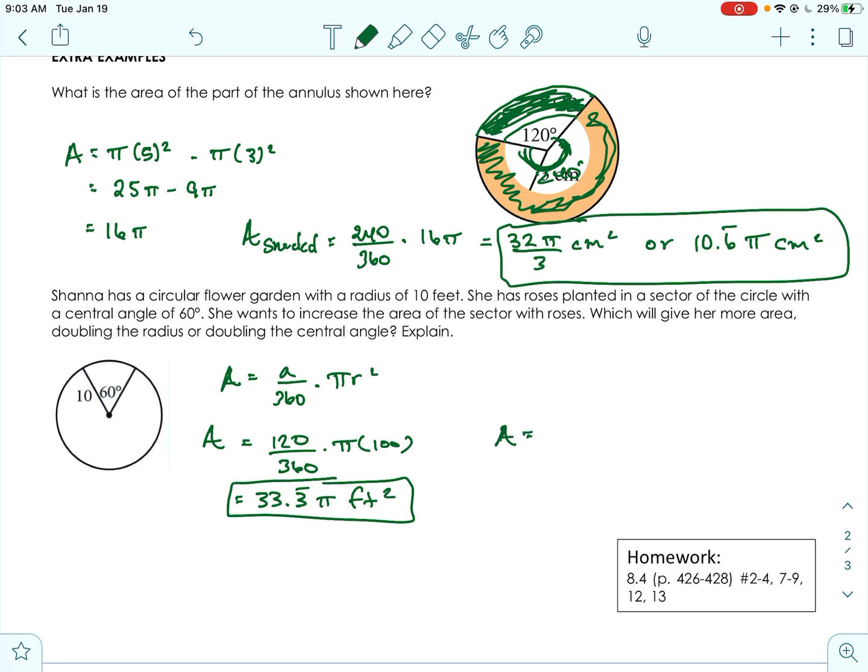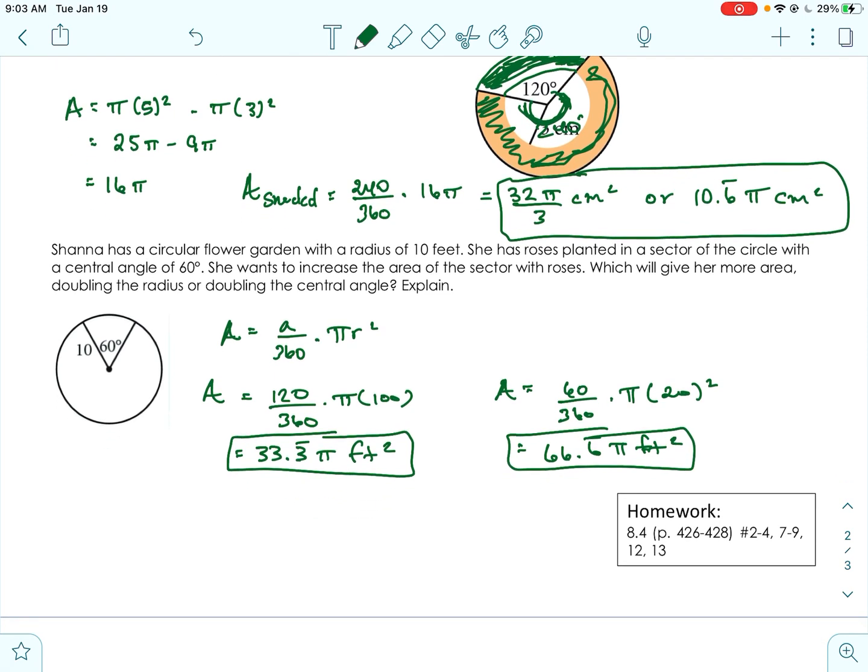And then if we double the radius, we'd have the same 60 degrees over 360 times pi times 20 squared. And that would give us 60 times 400. If we divide that by 360, we get 66.6 repeating pi feet squared. So as you can see, which will give her more area? Doubling the radius.